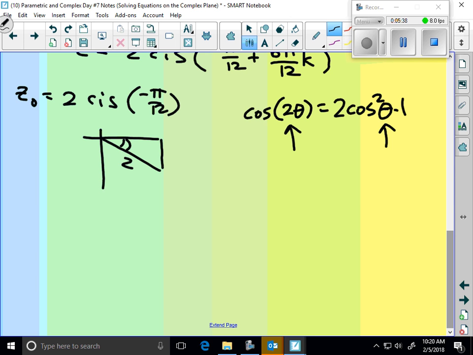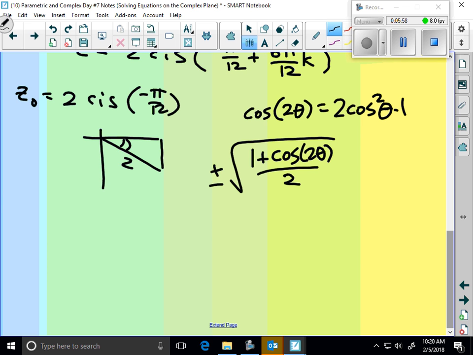Right? Double angle formula. So let's find at least the cosine. Let's find the cosine here, and then we'll go from there. So let's solve for cosine theta. What would I do? I'd add 1, I'd divide by 2, I'd take the square root. I get 2 possible answers. That equals cosine theta. So what if theta equals pi over 12, right? What would 2 theta equal? Pi over 6.